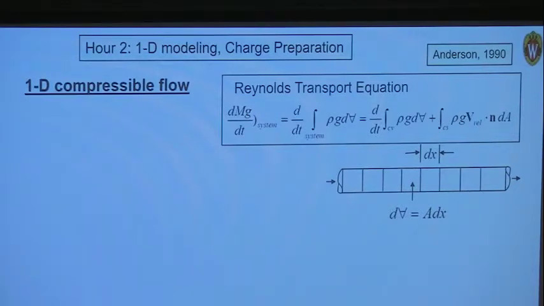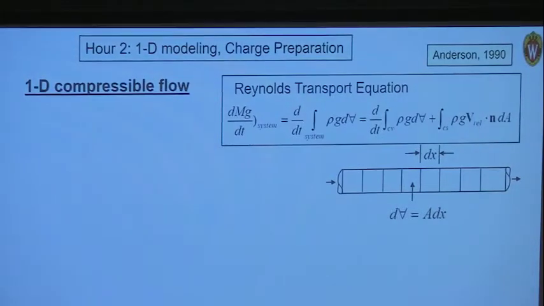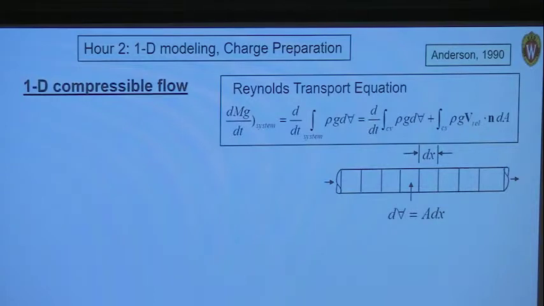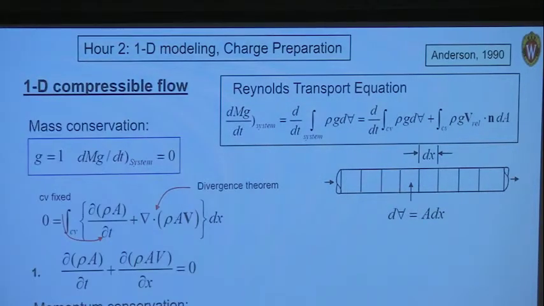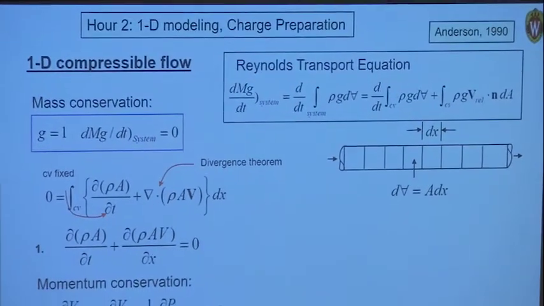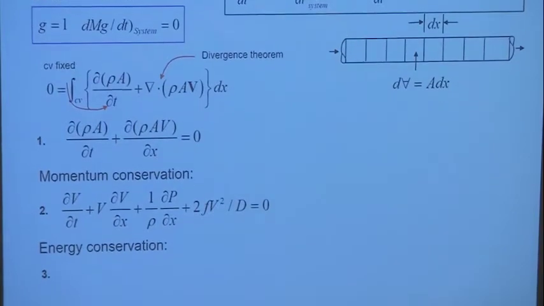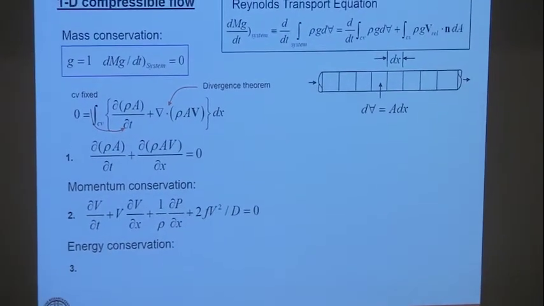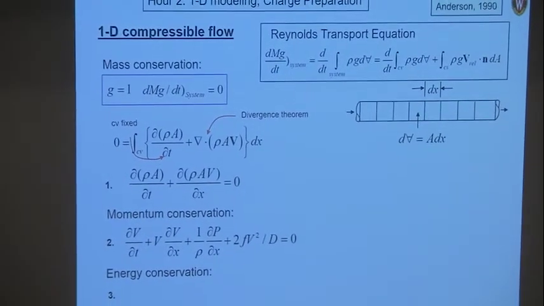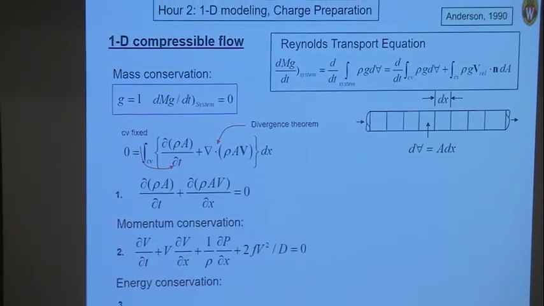But I can also use for G any quantity for which I know the conservation principle. So you'll see that I can apply it to mass conservation, and when I do that, I put G equal to 1. But I can also use it for momentum conservation and also energy conservation, because I happen to know what dmG/dt is for the system for those parameters.